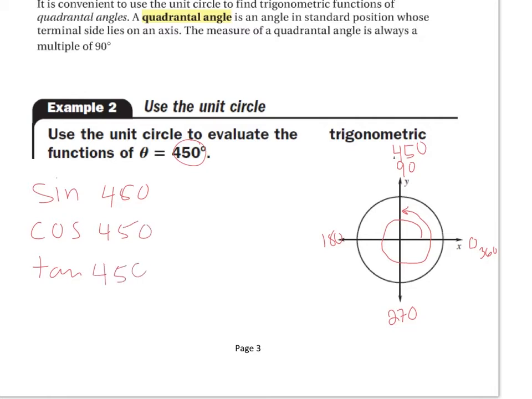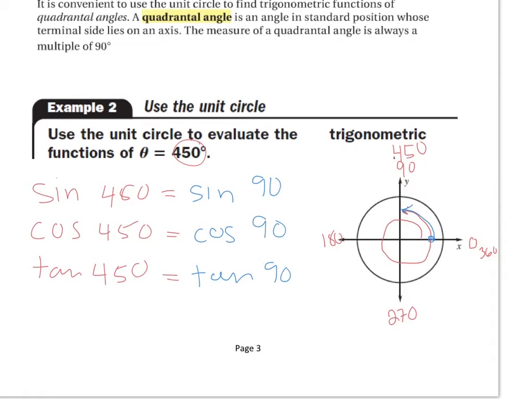All right, here's the key: the sine of 450, cosine of 450, and tangent of 450, these 3 things, because 450 is only 90 degrees more than 360, are also going to be the same as the sine of 90, the cosine of 90, and the tangent of 90.